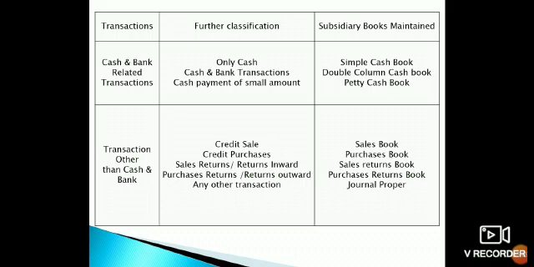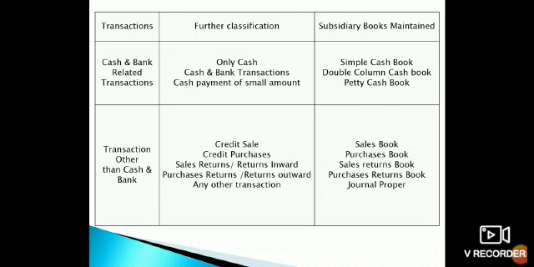The other subsidiary books are sales book, purchase book, sales return book, purchase return book. Journal proper is also one of the subsidiary books. So here the transaction other than cash and bank are entered. When it is credit sales, it is entered in the sales book. When it is credit purchase, it is entered in the purchase book. So what happens for cash sales and cash purchase? It will be entered in the cash book.